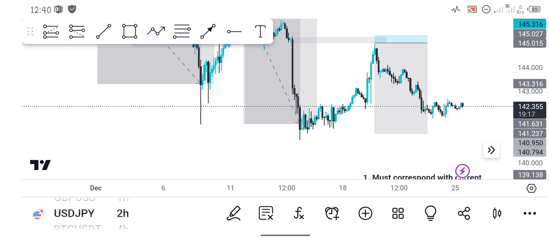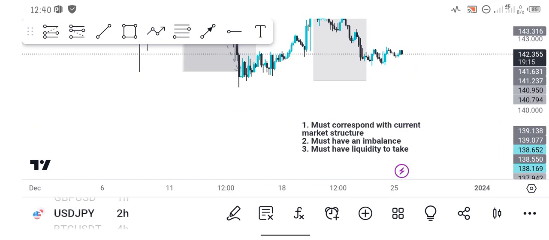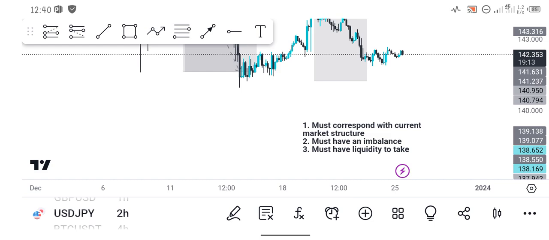The first is: it must correspond with the current market structure. Second: it must have an imbalance. I believe most of you know what an imbalance is by now. An imbalance is a space between two candles caused by an aggressive movement in price. And third: it must have liquidity.